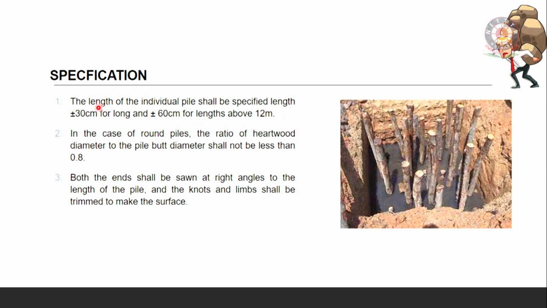See, this is the specification of the timber pile. The length of the individual pile shall be the specified length, plus or minus 30 centimeter, and plus or minus 60 centimeter for lengths above 12 meter. In the case of round piles, the ratio of heartwood diameter to the pile butt diameter should not be less than 0.8. This is the specification you should carefully follow when you are using timber piles.